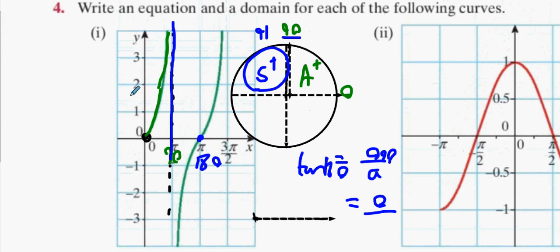And then it goes to the third quadrant now, which is 180 to 270. And what do we know about that quadrant? And that's why it's positive again. Is that okay with you guys?